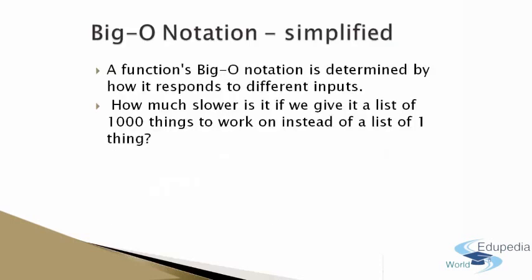The function Big O notation is determined by how it responds to different inputs. How much slower is it if we give a list of 1,000 things to work on instead of a list of one thing? So let's say if we want to sort an array and my array has 5 elements, okay? And then I have to sort one more array which has 1,000 elements with the same logic using which I sorted 5 elements. So how much slower will our algorithm become if we try to do the same functioning for 1,000 elements? That is denoted by Big O notation.